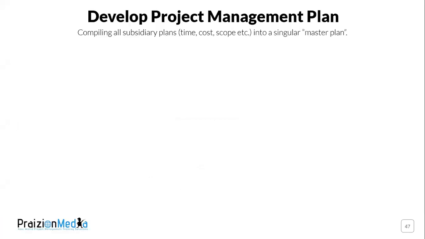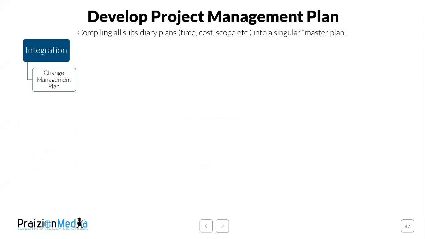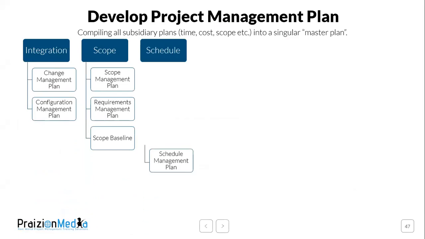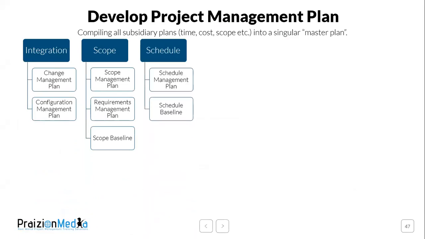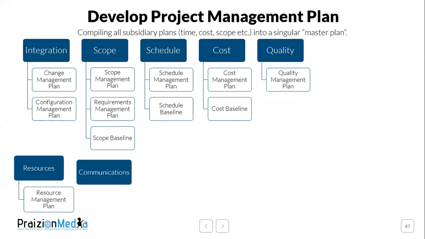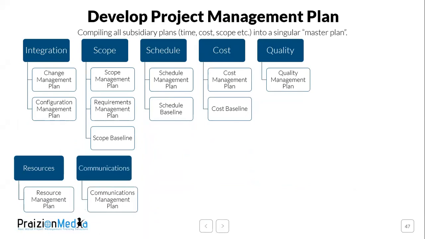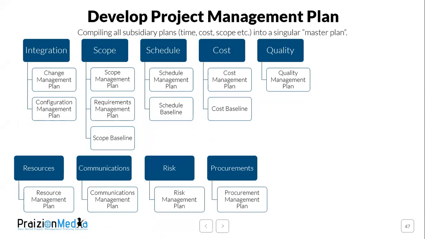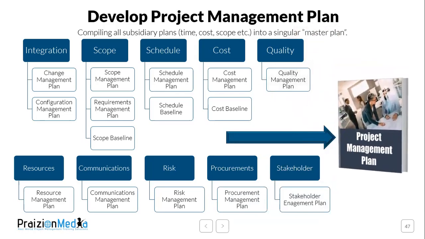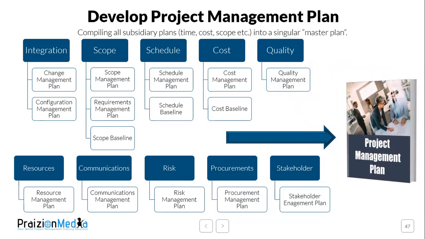Your project management plan weaves together change management, configuration management, scope and requirements management, the baseline, such as the scope baseline, the schedule management plan, the schedule baseline, the cost management plan or the cost baseline, the quality management plan, resource management plan, communications management plan, risk management plan, procurement management plan, and stakeholder engagement plan. It weaves these all together to form one cohesive project management plan. Now, some people may refer to this loosely as a project plan.